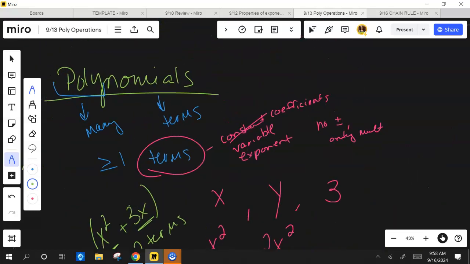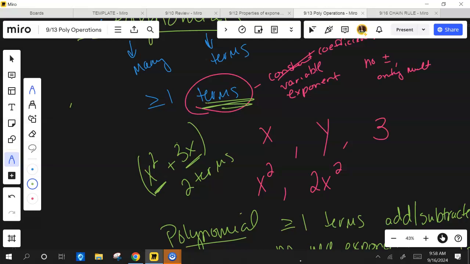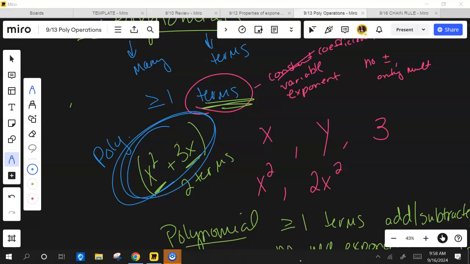There's no adding or subtracting within a term, only multiplying, but you can add or subtract the terms. So this is a polynomial because I've added or subtracted, and it's made up of two terms, not just one term, because of the plus in there.